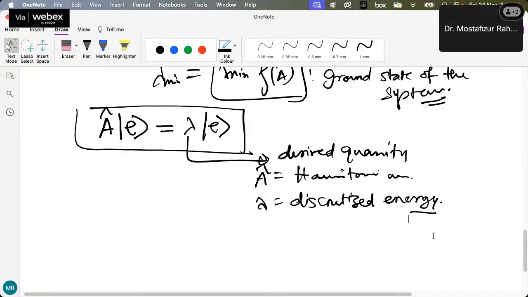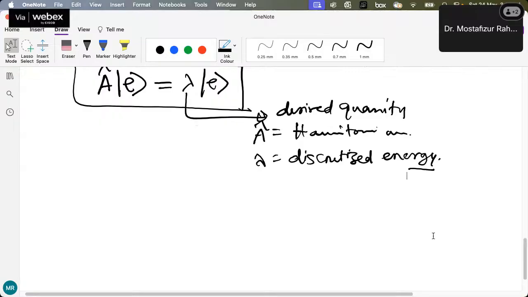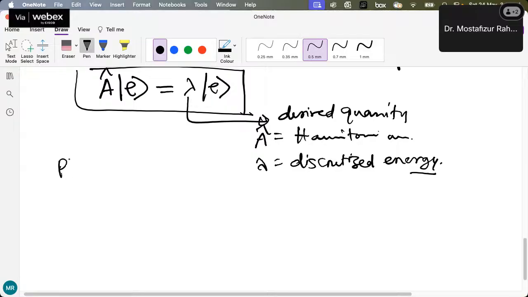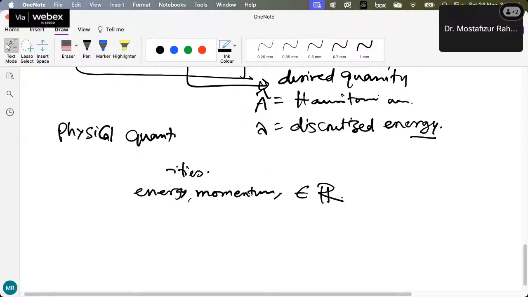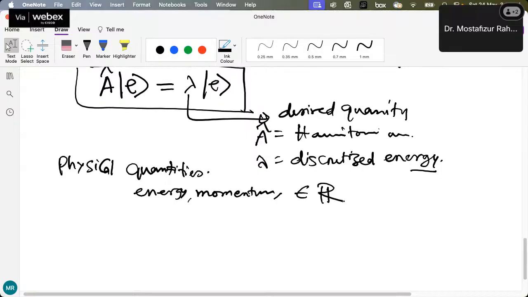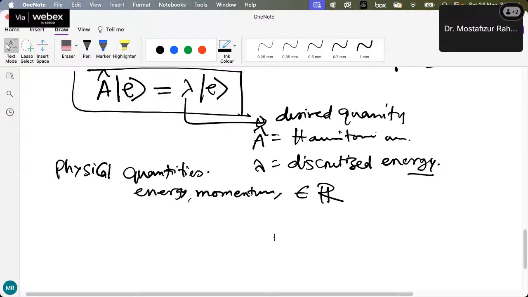So the question is, when shall I be able to do this? Is it always satisfied? I have to check whether I am able to find all such E vectors which satisfy this equation. Because physical quantities like energy, momentum, position are all real quantities, real scalar values. Say for example, your energy is this much joule, your position is some meters or centimeters. So they are real quantities.